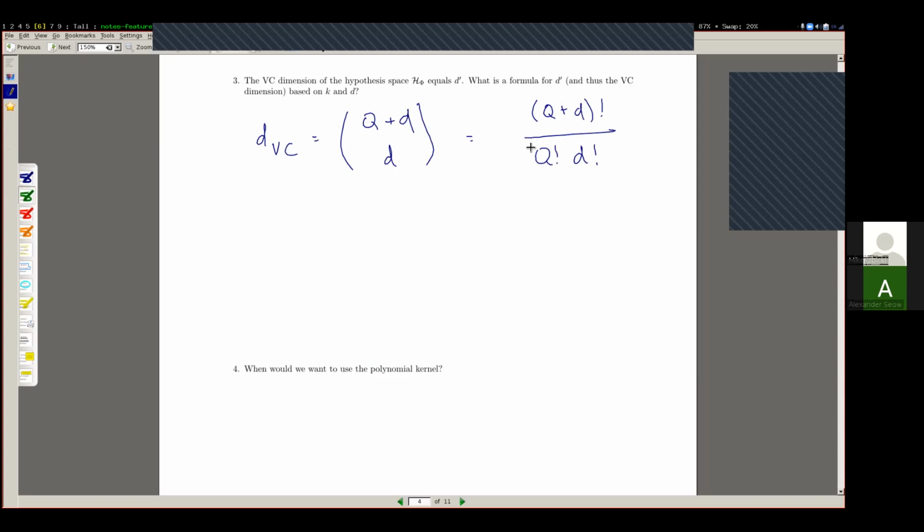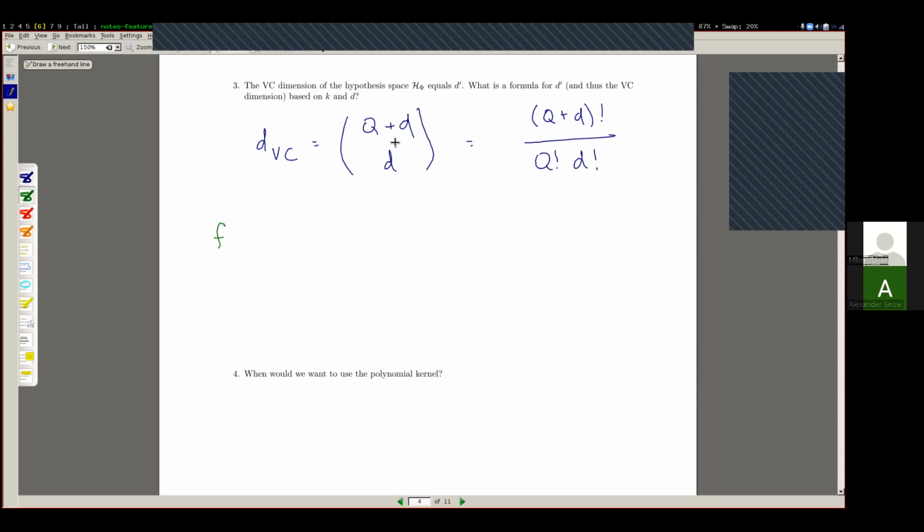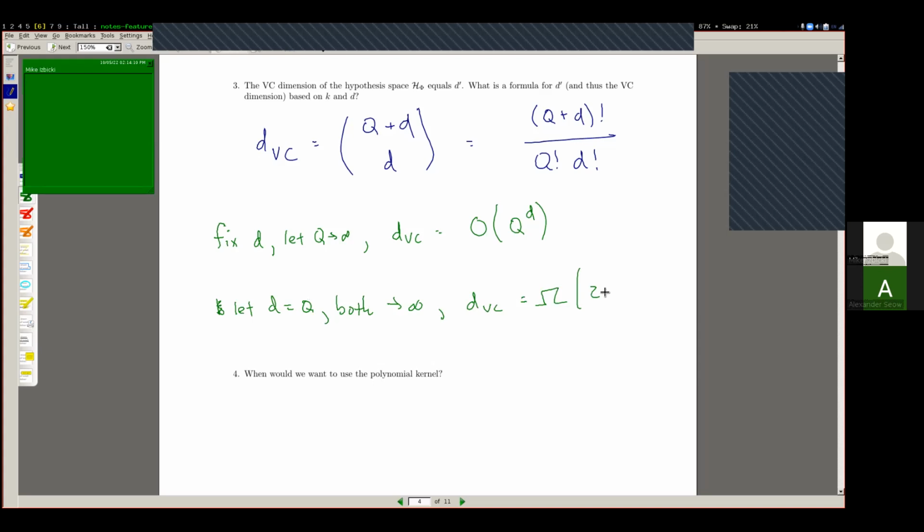A little bit awkward to work with like this, but if we fix D, so don't let D go to infinity, this formula holds for all possible values of Q and D, but if we fix D and let Q go to infinity, then dVC equals big O of Q to the D. If we let D equal Q, both go to infinity, then the VC dimension is lower bounded by 2 to the D.